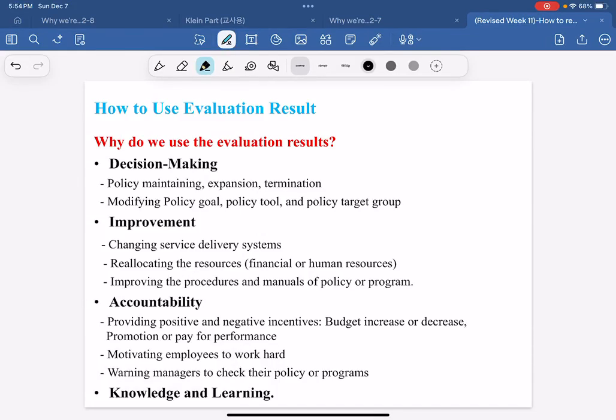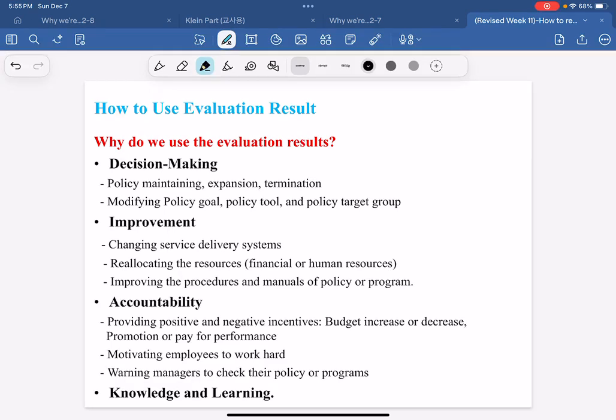Also, if public officials produce positive outcomes, they might be promoted, or their wages may increase, right? And then this kind of accountability mechanism will motivate employees to work hard to improve the quality of policy.